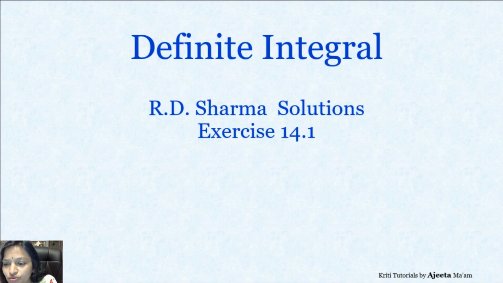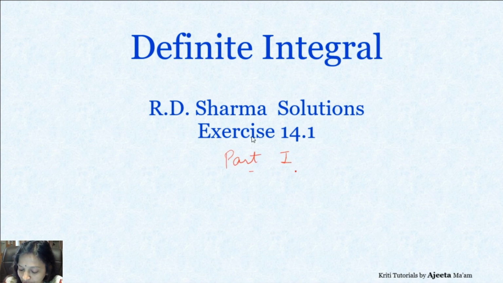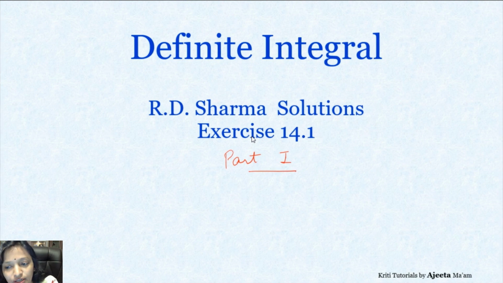Hello everyone. So today we are here with another part of integration, which is definite integral. Till now we were doing indefinite integral. Now this is part one for definite integral, and we will be taking the questions from R.D. Sharma for the applied maths, right? So this is part one for definite integral.